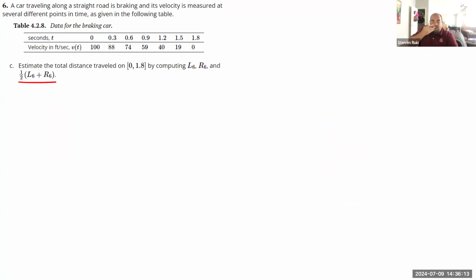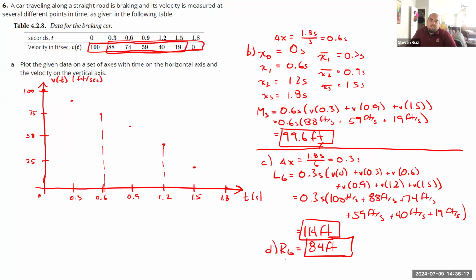The other one is 1/2 of L6 plus R6. What does this notation mean, first of all? So basically, I want to add these 2 things together and cut it in half. You might recognize that as an average. I want to add 114 plus 84, divide that by 2, and I get 99 feet.